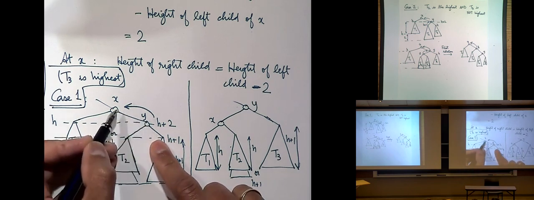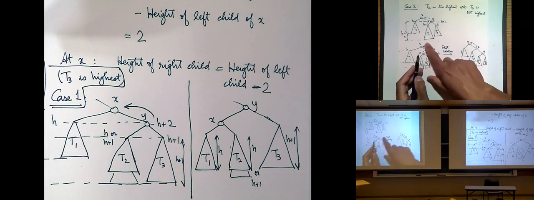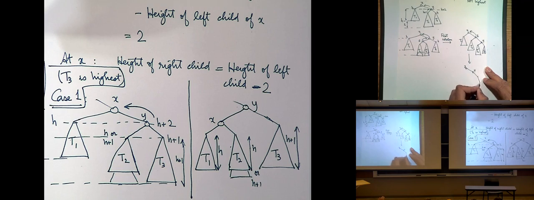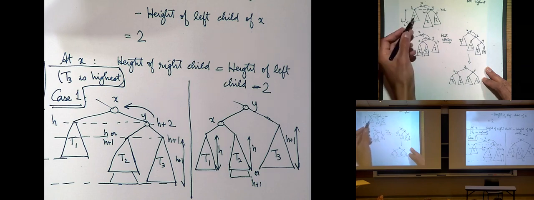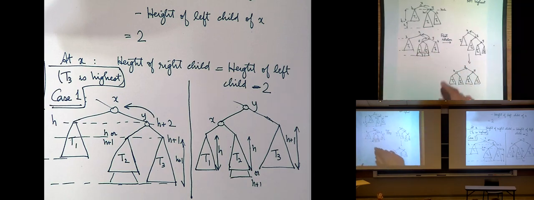In case 1, you do 1 rotate. Y goes to X. In case 2, there's a double rotation. You first do this rotation, and then you move Z up. Z goes to Y, T3, T2 prime, X, T1, T2. So that's the change that happens. Z is going to move there and then there, and the way you end up is that Z ends up with the children X and Y, and if you check all the heights, it will be correct.